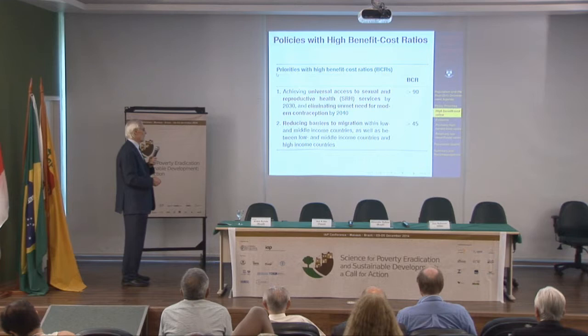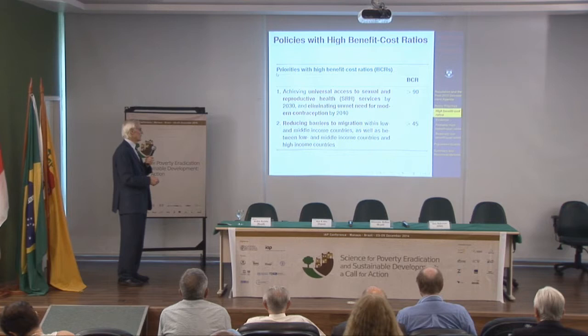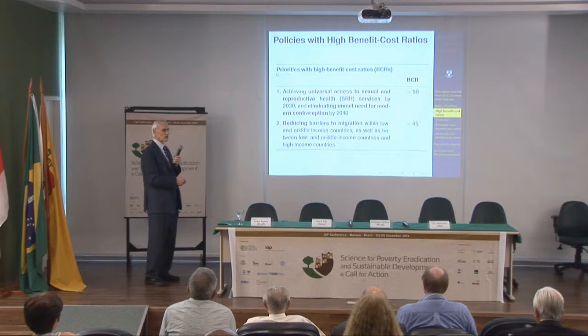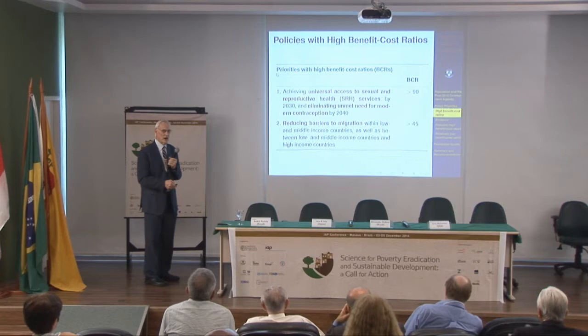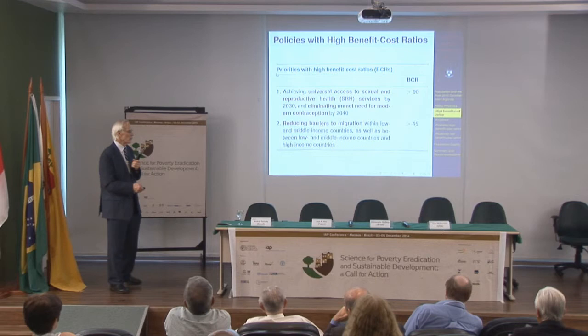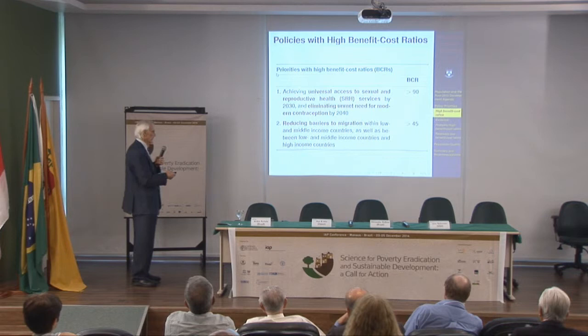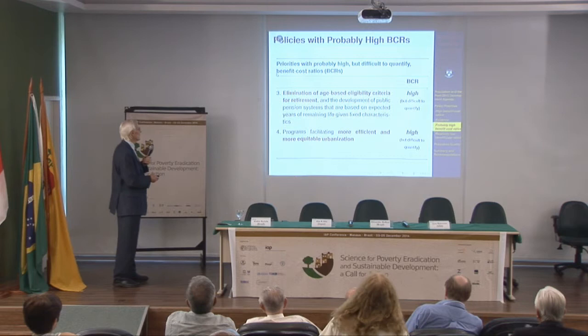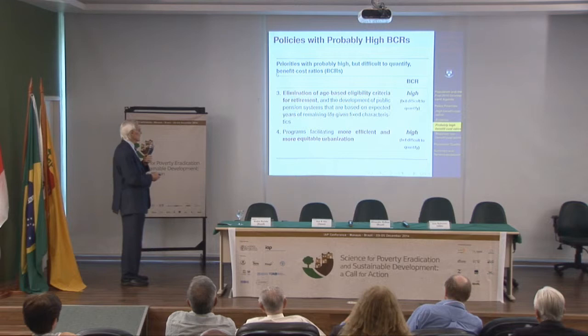Secondly, reducing barriers to migration, both within countries and between low and middle income countries. The benefit-cost ratio we get is still very high. It's half as high as the other, but it's very high, with some costs, but with the cost to the recipient countries being much less than the political debate might suggest. Some population quantity policies have probably high benefit-cost ratios, but are very difficult to quantify.